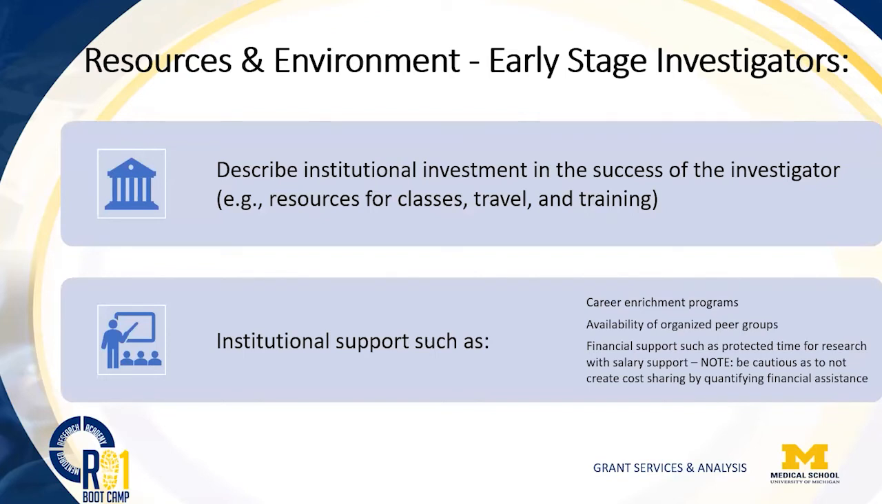So resources and environment, particularly for early stage investigators, you can also describe the institutional investment in the success that has so far been made in you, as far as resources for classes and training, and also other institutional support that you might have, including things that might be in your department, like enrichment programs or the availability of peer groups. But financial support, such as protected time for research with salary support, you want to be cautious not to create cost sharing by quantifying financial assistance. That's one caveat.